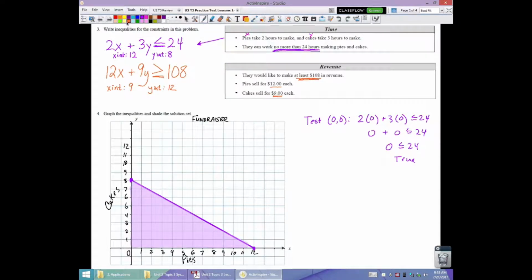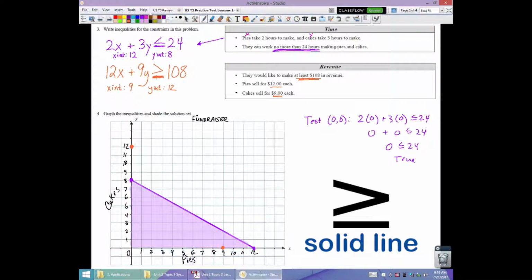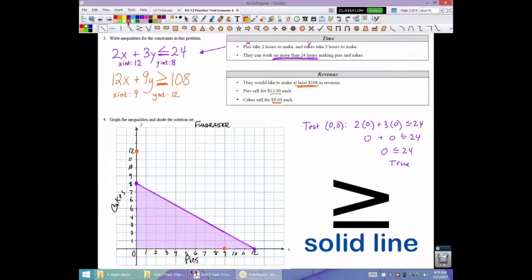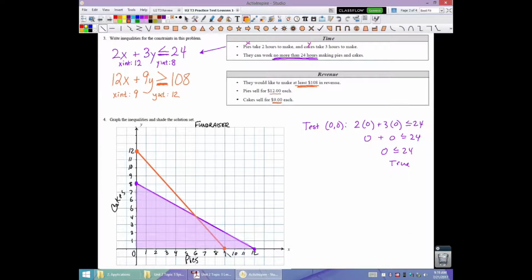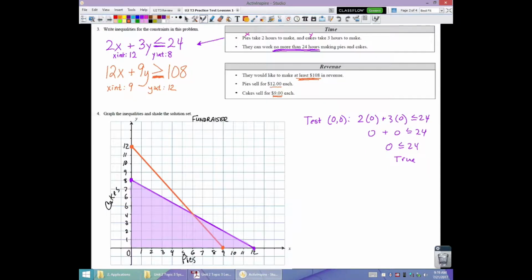All right, for the orange line, the one for revenue, the x-intercept is 9, the y-intercept is 12, also a solid line because of this greater than or equal. So solid line. Also no negatives because x and y still represent pies and cakes. And I will need a test point again since I did not solve for y. So I can use (0, 0) since it's not on the line.